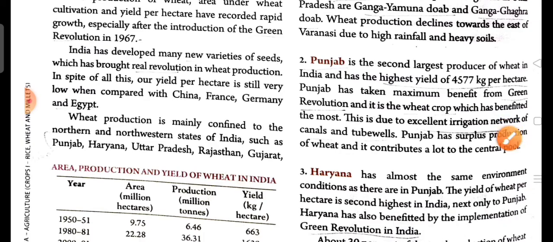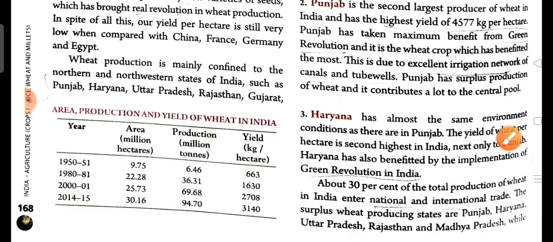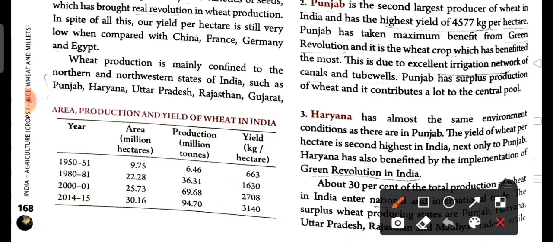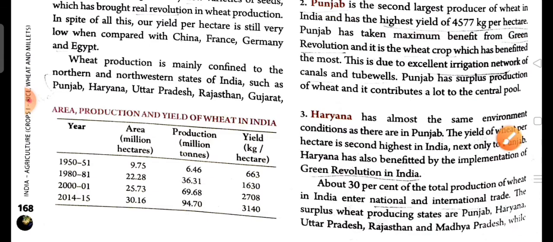So now comes Haryana. Haryana has the same environmental conditions as Punjab. It has all the conditions, that is the irrigation networks and also the climatic conditions. But the yield of wheat per hectare is second in India and next only to Punjab. After Punjab in yield per hectare, Haryana comes second. Haryana has also benefited by the implementation of the Green Revolution in India. This state also got the profit of the Green Revolution.